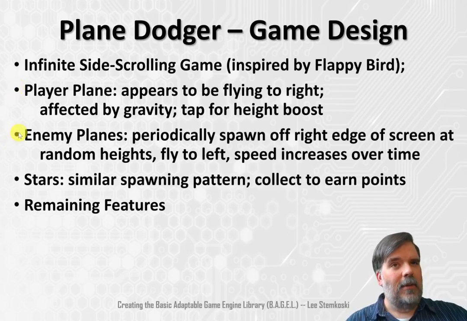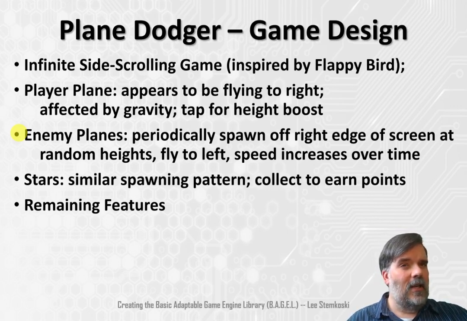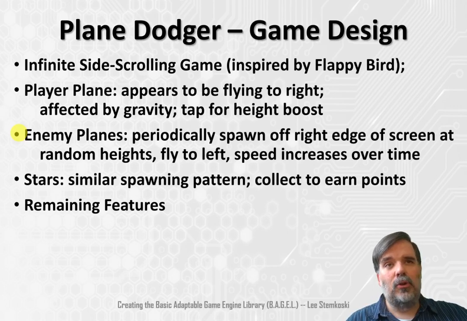We discussed the enemy planes. They'll be spawning off the right edge of the screen and traveling to the left. And to make the game more challenging as time goes on, the speed at which the enemy planes travel will slowly increase over time. The stars will follow a similar spawning pattern to the enemy planes.